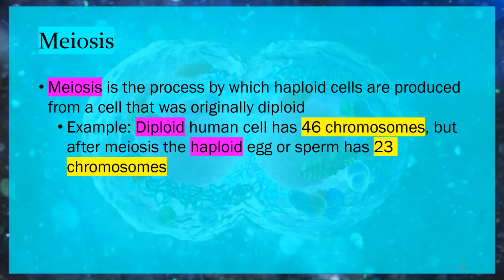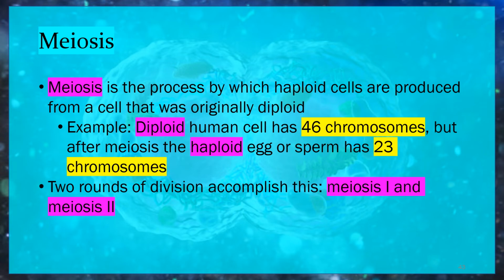So here we have meiosis. Meiosis is the process by which haploid cells are produced from a cell that was originally diploid. An example of this is the diploid human cell has 46 chromosomes, but after meiosis, the haploid egg or sperm has 23. So we get 23 from our mom, 23 from our dad, and that makes 46, which is us. That means it goes through 2 rounds of division, and it's called meiosis 1 and meiosis 2.